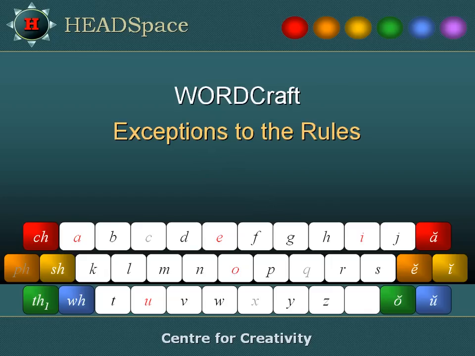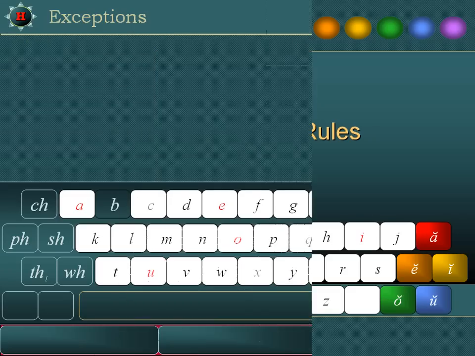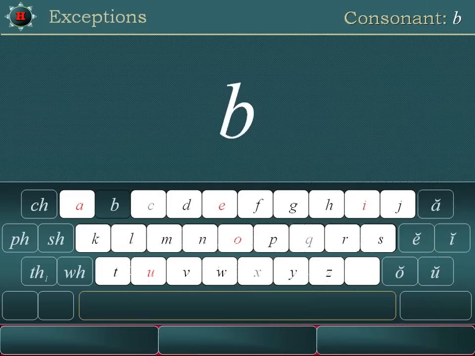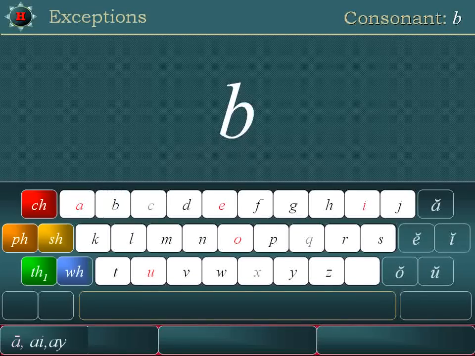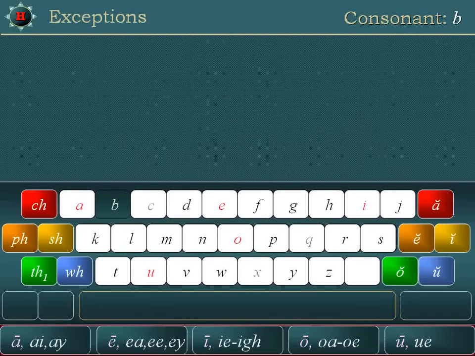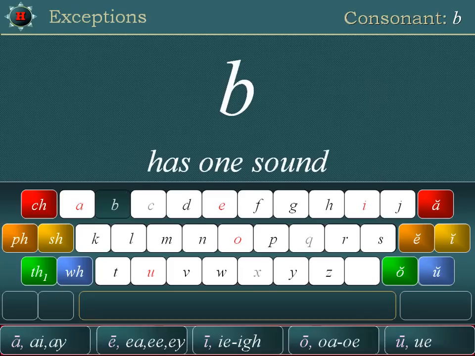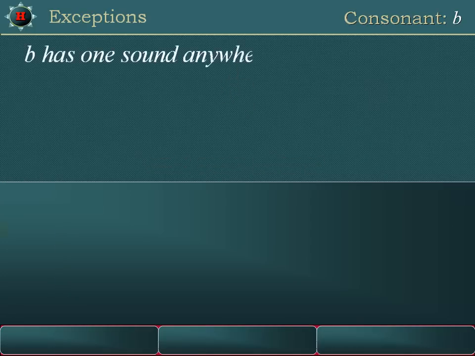Exceptions to the rules. Consonant B. B has one sound. B has one sound anywhere in a word.